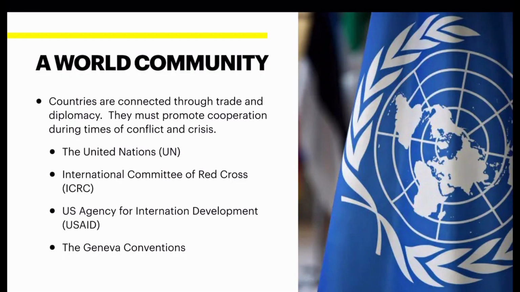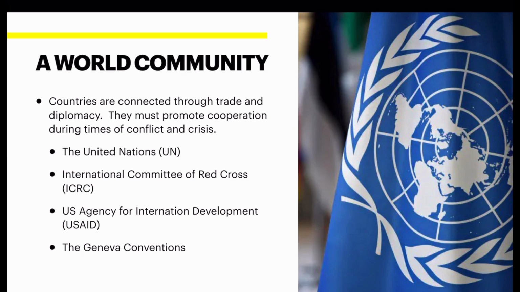The nations of the world form a community. Countries are connected to each other through trade and diplomacy. What happens in one country can impact the entire planet. The world community must work together to promote cooperation in times of conflict and crisis. Conflicts arise between nations of the world. Wars, trade disputes, and political disagreements threaten peace.